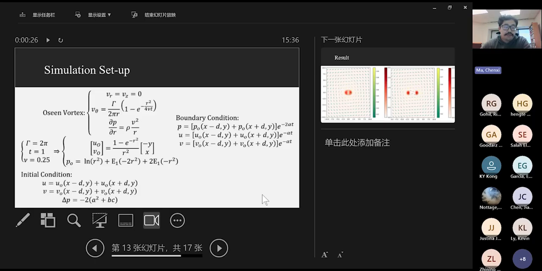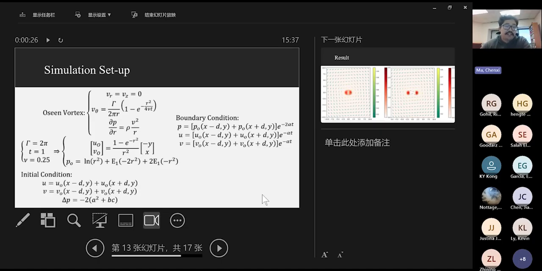So uO equals (1 minus e to the negative r squared) over r squared times negative y. And vO equals (1 minus e to the negative r squared) over r squared times x. For the pressure, I integrated the velocity squared over r, and we got pO equals ln of r squared plus E1 of negative 2r squared plus 2E1 of negative r squared. Here E1 is the exponential integral function.